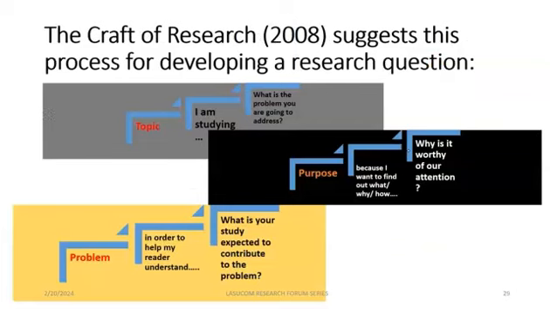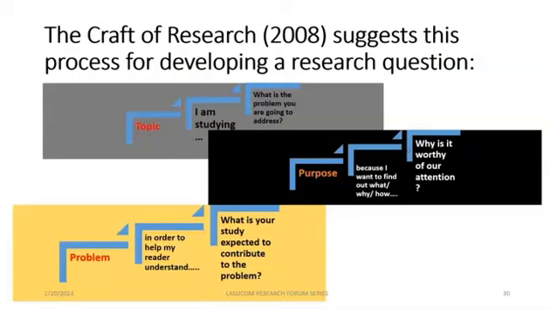There is this book, The Craft of Research, written in 2008, which suggests this process for developing a research question. The topic: what is the topic I am studying? I am studying this. What is the problem I'm going to address in that topic? The purpose: because I want to find out what, why, and how this is happening. And then, why is it worthy of our attention? Then, what is the problem?